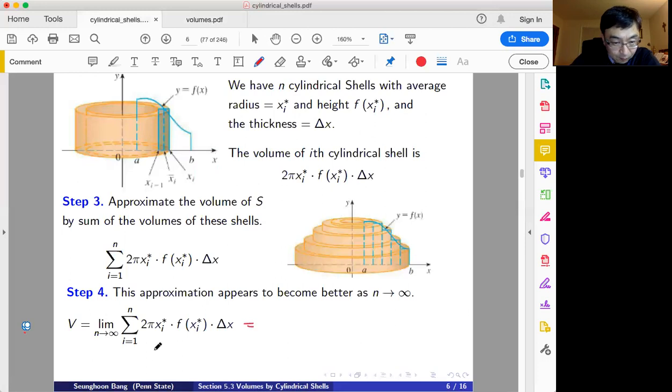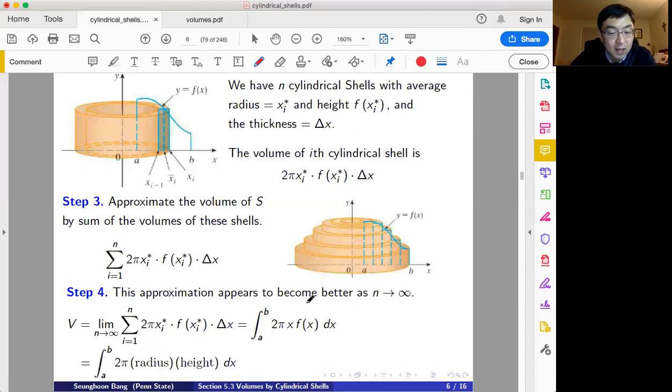The limit and summation go to the integral from a to b. The 2 pi xi star goes to 2 pi x. F of xi star goes to f of x. Delta x goes to dx. That's it. This is the idea. So we have the integral from a to b of 2 pi x f of x dx. It is x and f of x: 2 pi times radius times height. This is the best way to remember it.